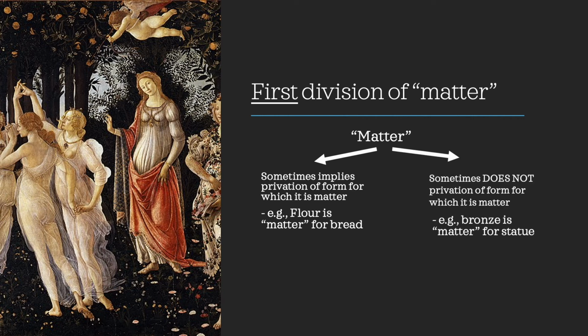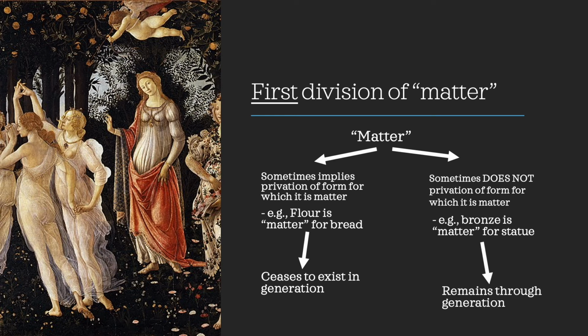On the other hand, sometimes matter does not imply a privation of form for which it is matter. For instance, bronze is called the matter of a statue. Nevertheless, bronze continues to exist when the statue's form exists. So, matter, when that word is used to imply the absence of some form, ceases to exist after generation is completed. On the other hand, matter which does not imply privation of form remains through the generation.